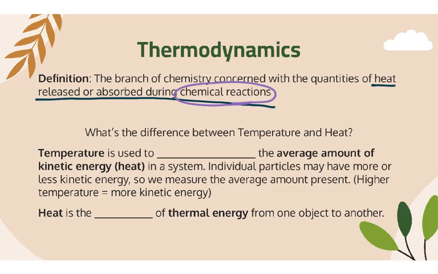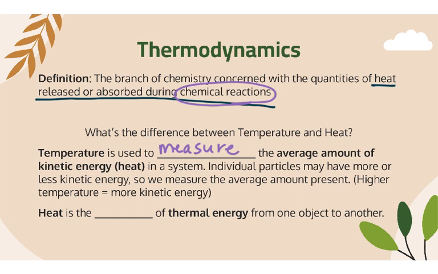And what is the difference between temperature and heat? Well, temperature is used to measure the average amount of kinetic energy or heat in a system. Individual particles may have more or less kinetic energy, so we measure the average amount of kinetic energy present in an object, and that's what we call the temperature. If something has a higher temperature, it means that there is more kinetic energy. Those individual particles are moving faster. If something has a lower temperature, that means there's less kinetic energy, so those particles are moving slower. There's not as many collisions.